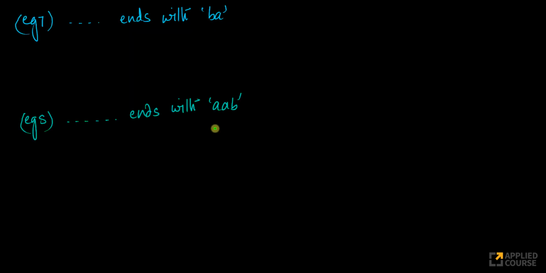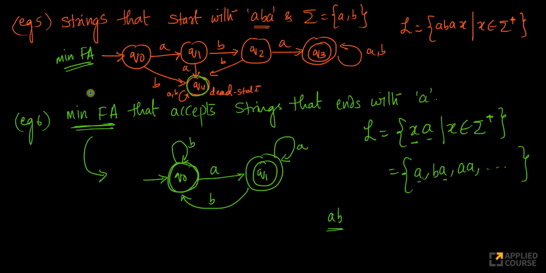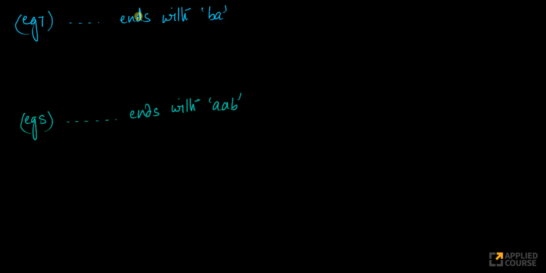So let's look at another example now. In this example, we want to construct, again, I just put dots here to imply that we want to construct a minimum finite automata that accepts strings that end with BA. I just put dots there instead of writing the same thing again and again, right? But we want to construct a minimum finite automata. Now look at this. What will my language look like? It will be X followed by BA such that X belongs to sigma star, right?